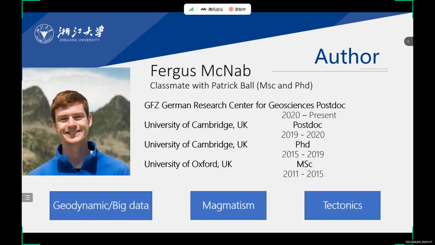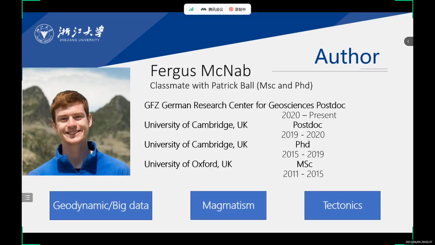He got his master's degree at Oxford and a PhD at Cambridge, and he did a one-year postdoc in Cambridge, and now he works as a postdoc at the German Research Centre for Geosciences. The second author is Patrick Ball, whose paper we discussed last year, and I found that Fergus McNab and Patrick Ball were classmates when they were getting their master's degree and PhD.